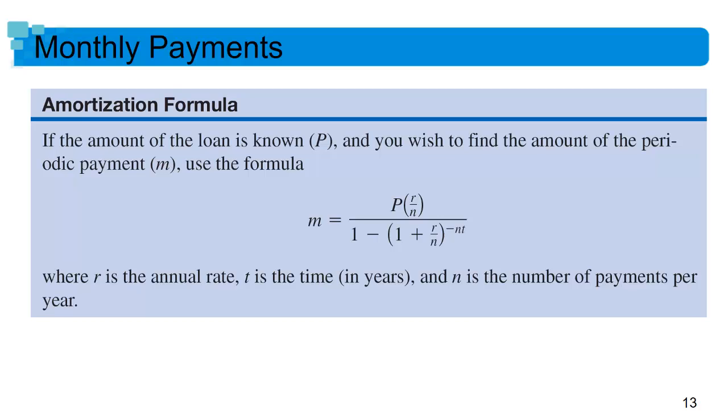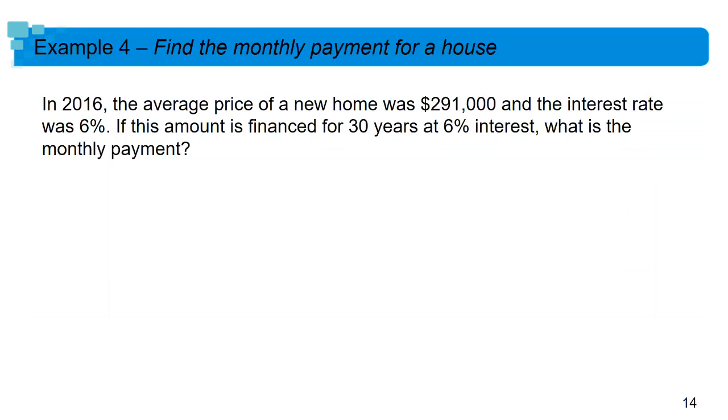P is your present value or loan amount, right? M is your monthly payment, and then the R and the N and the T are what they always are. So here's an example for that. Let's say in 2016, the average price of a new home was $291,000. The interest rate was 6%. If this amount is financed for 30 years at 6% interest, what is the monthly payment?